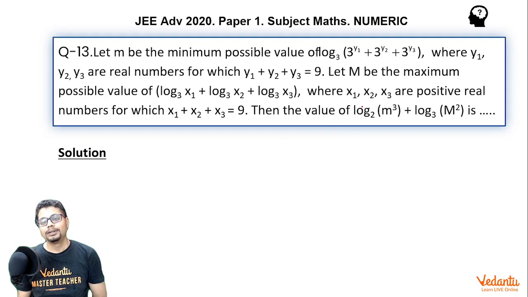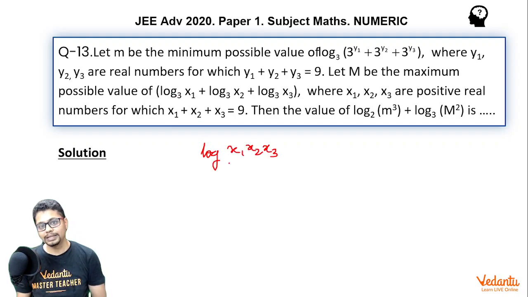Now to comment upon capital M, it is given that x1, x2, x3 are positive real numbers whose sum is 9, and I want capital M, which is the maximum possible value of log x1 base 3 plus log x2 base 3 plus log x3 base 3. Again, I will be using AM greater than or equal to GM. First of all, what is this expression? This expression essentially is log x1 x2 x3 base 3, using the property of logarithm.